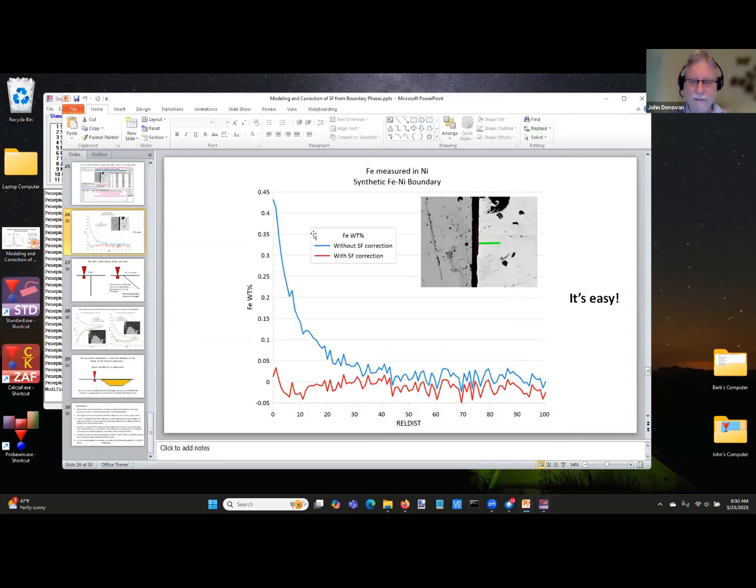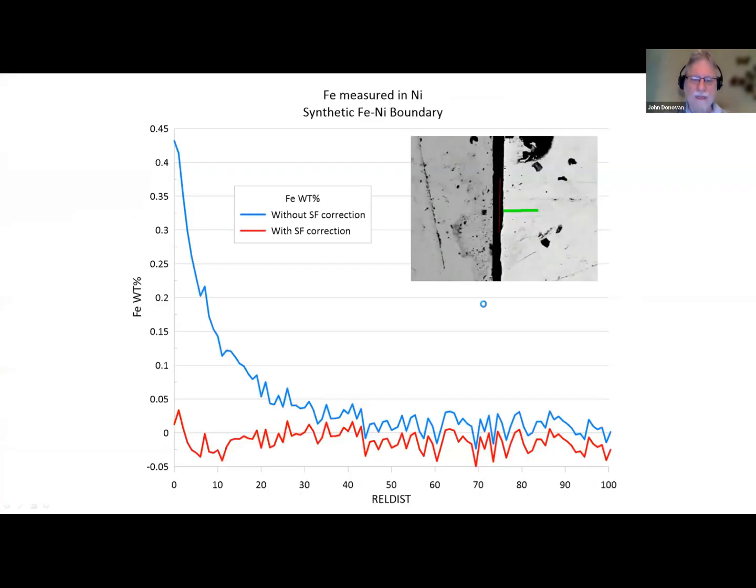Okay, let's go back to here. So in this case, I made a synthetic iron nickel boundary. It's really tough to do this where you polish these things separately. So this is the pure iron, this is the pure nickel. I measured iron in pure nickel adjacent to iron. It's about a 30 micron gap here. We just couldn't get it any better than that. So the boundary is somewhere in the middle there. And you can see without the secondary fluorescence correction, we're getting up to about 4,000 ppm. And with the secondary boundary fluorescence correction, we get essentially 0. So this works.